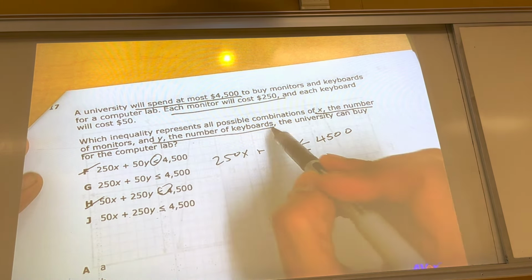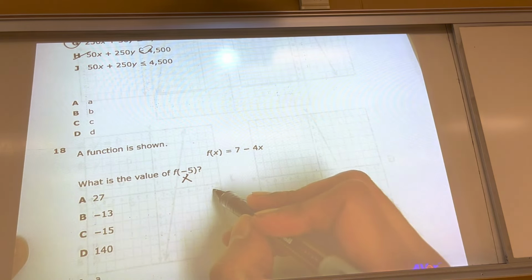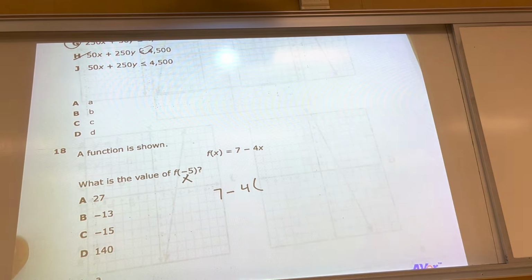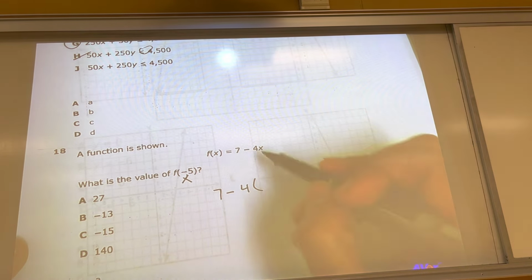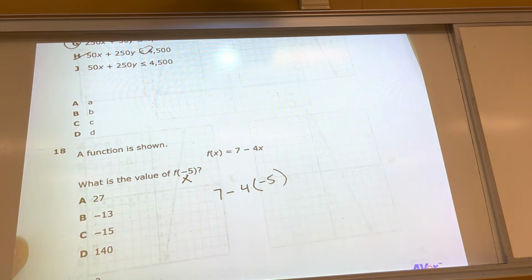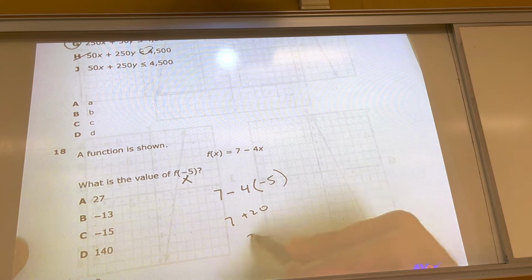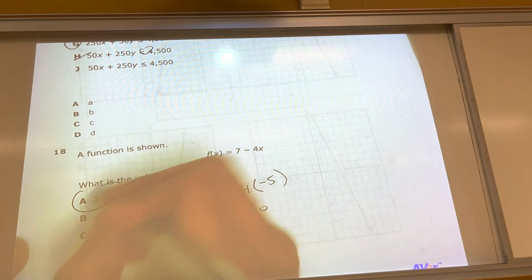Okay. 18. F of -5 means this is your X value. That's your X value. So you're going to put 7 minus 4 parentheses. What is X? -5. So you want to make it like that, which means that this would be plus 20. That's 7 plus 20, which is 27. 8.